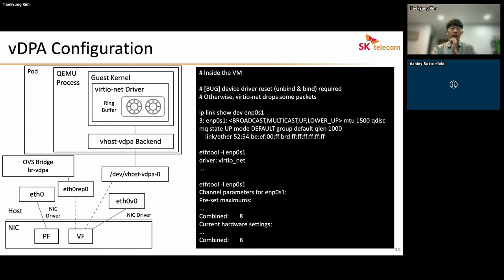I wanted to show this demo on Ampere UltraMax, which is an ARM CPU, but there are some issues when I create a containerized VM with vDPA. I have to first rebind the device driver to send and receive packets correctly after booting the guest VM. So I should try the same procedure on other types of CPUs to figure out what the problem is.